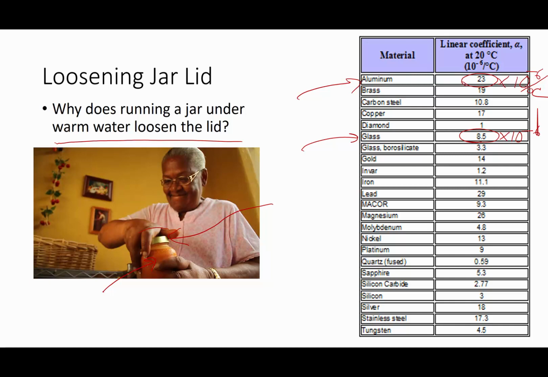So if you heat up the glass and the jar, the aluminum lid is going to expand 3 times more than the jar will, and it will hence loosen that jar lid. If the lid is not made out of aluminum, but happens to be made out of an iron alloy, it is still a larger coefficient of thermal expansion than for glass.